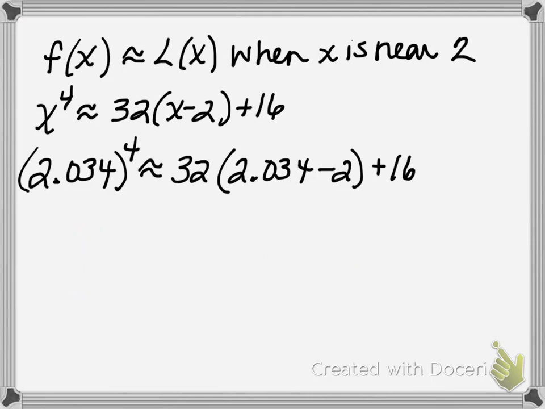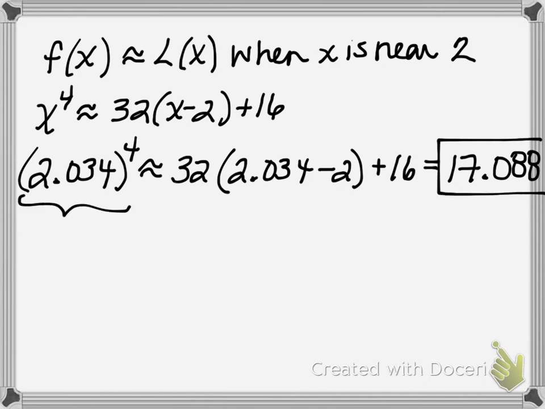You can go ahead and type what you have on the right-hand side into your calculator and get what we're using for our estimate. This is going to be equal to 17.088. And this would be our estimate for 2.034 to the fourth power using our tangent line.